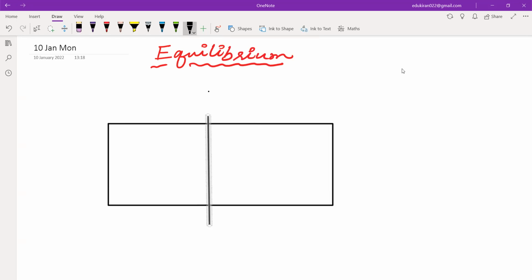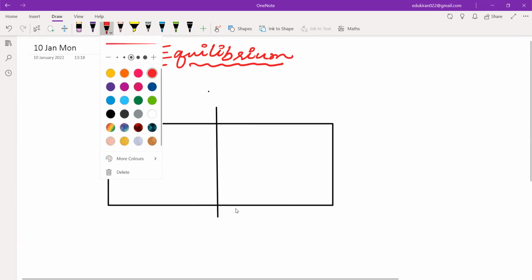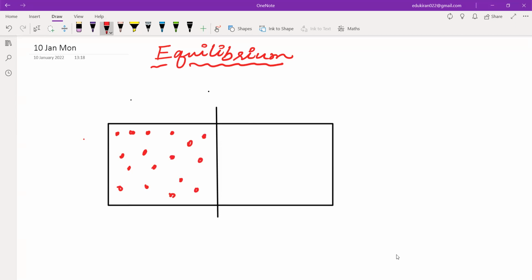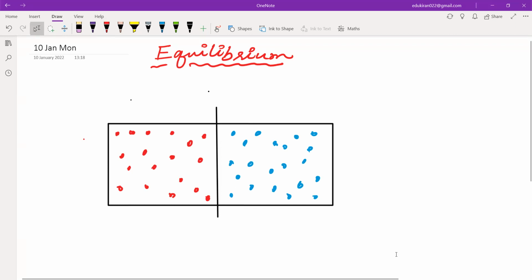We have partitioned this one box into two different compartments, and we have placed different types of gases here. In this part of the box, I'm putting one gas. Now if you keep it fixed like this, then nothing is happening, right? Nothing is happening because it is blocked.